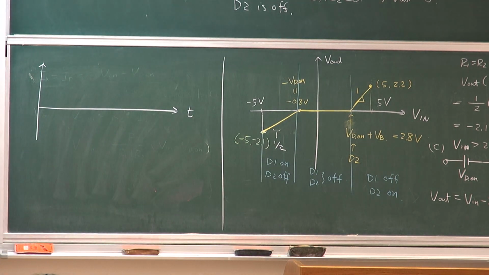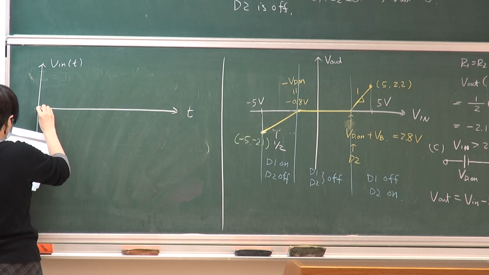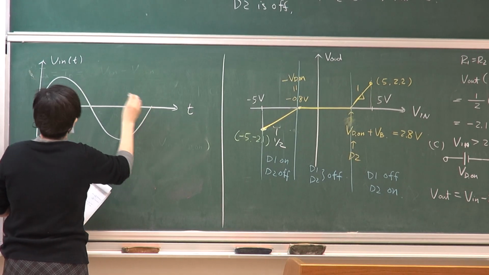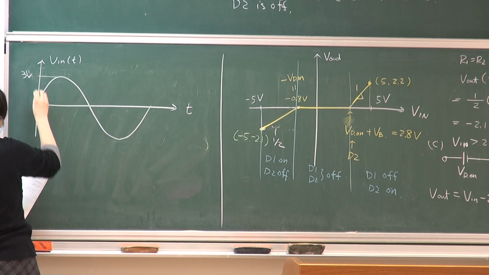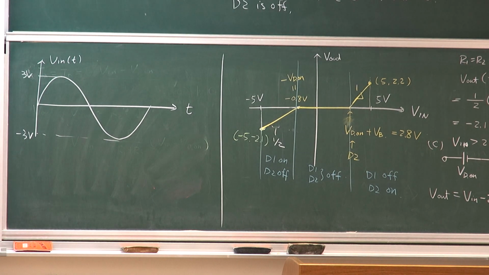So let's say if I give you an input, instead of having a DC input, I'm giving a sine wave, okay? So if this is my input as a function of time, if it looks something like this, and it has a peak level of 3 volt, minus 3. I can give you arbitrary peak levels. So can you draw your output as a function of time? What do you expect it will look like? Anyone wanted to try it? How about you think about it?